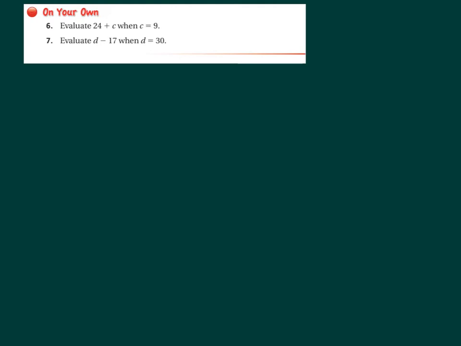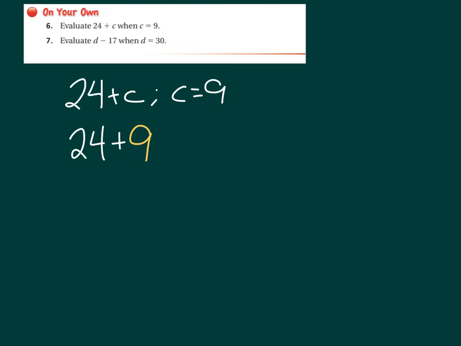I'll go ahead and talk through these as well. So number 6, we have 24 plus c when we know that c is equal to 9. Again, we have 24 plus, we plug in the value 9 for c. We can find our solution. 24 plus 9 is 33.